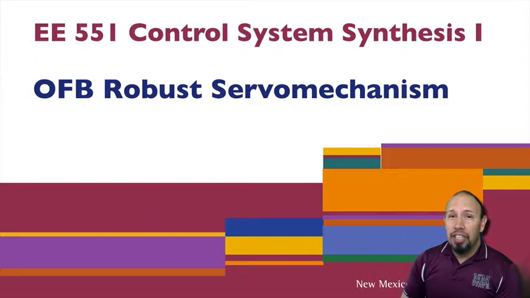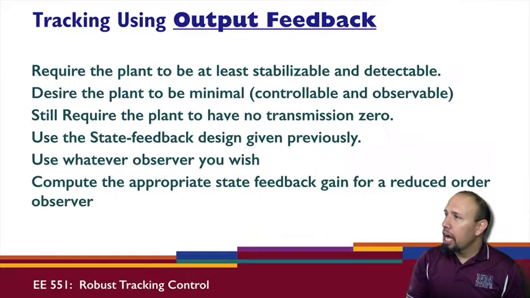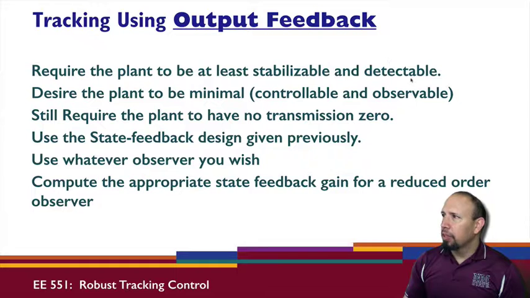Now we're going to look at the robust servo mechanism using output feedback. So tracking using output feedback, we basically will require the plant to be at least stabilizable. We saw that we needed that even for the state feedback problem, and detectable. So we need detectability in order to ensure that we can get a stable observer.